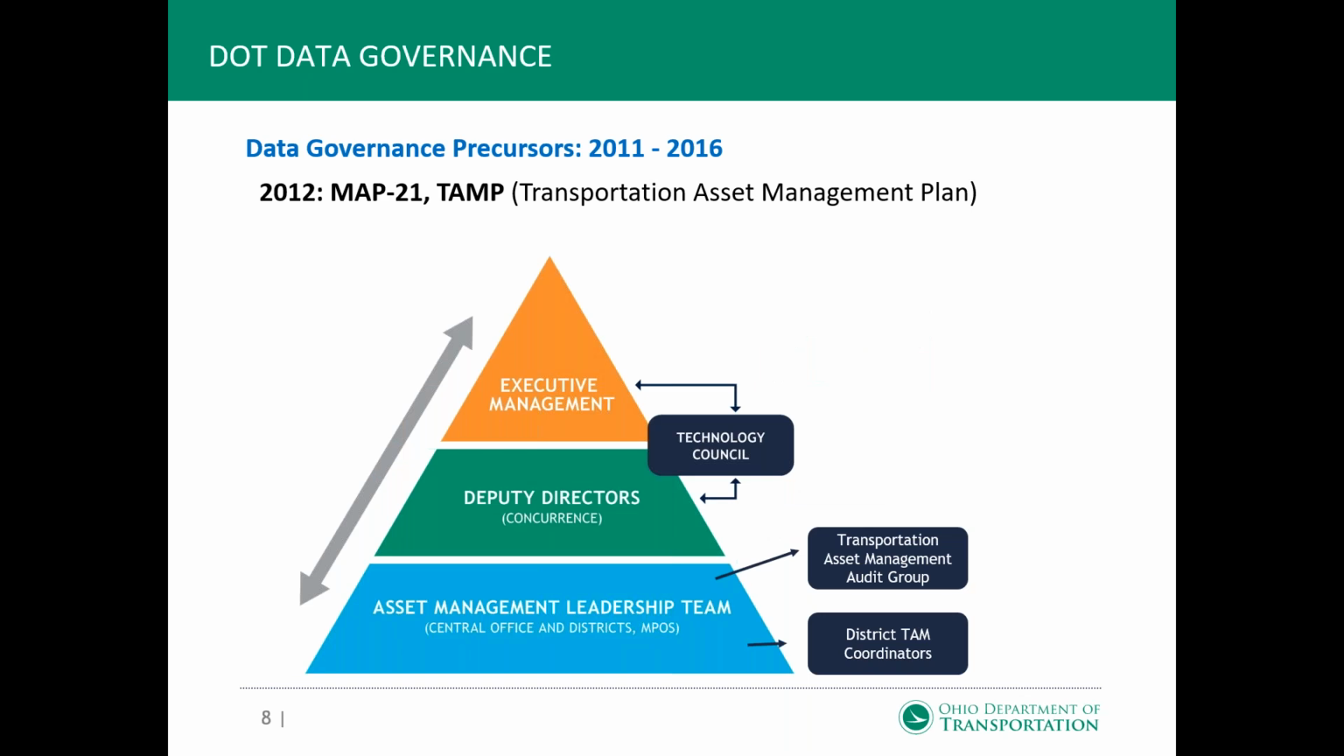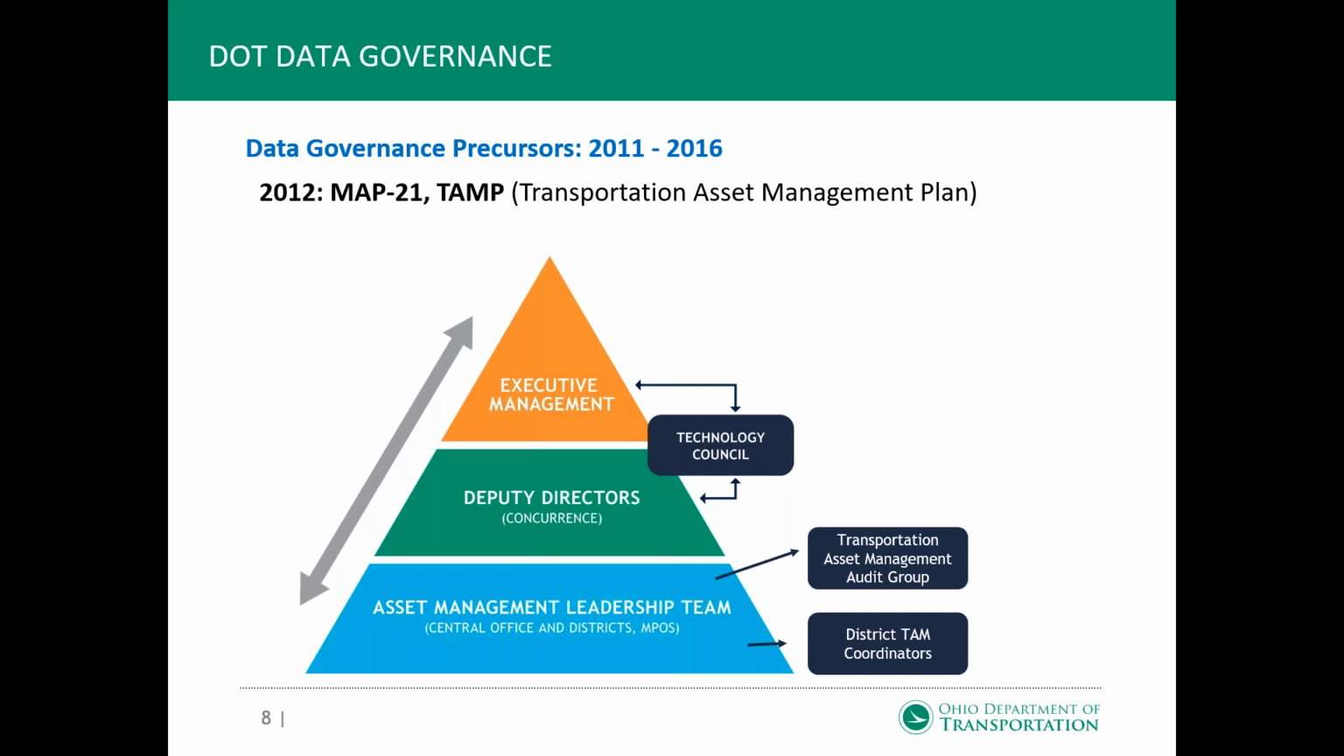And so here we see how we have our executive management group, and they work with our deputy directors who oversee divisions within central office as well as our regional districts. And then we have our asset management leadership team composed of any number of people. And then on the side, we have a technology council that helps review technology requests so that we're not expanding our technology footprint beyond what we should.